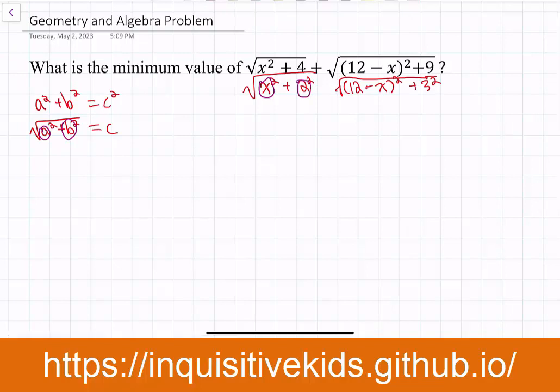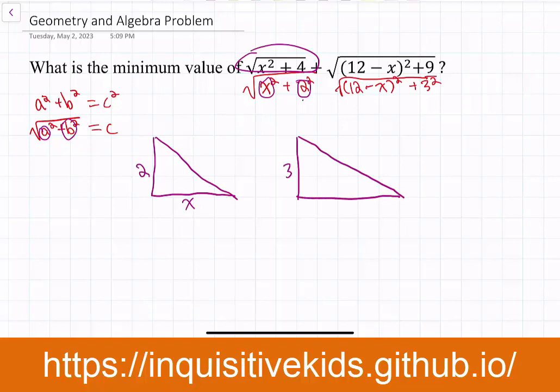So how can we use geometry now to help us visualize this problem? Well, let's first draw this out. So we can make a triangle that has a height of 2 because it's 2 squared and another leg that has a length of x. And the hypotenuse side would be represented by this expression. And then we're going to draw another triangle. So one side would be 3, and the other side would be 12 minus x. And again, this hypotenuse side will be represented by this square root.